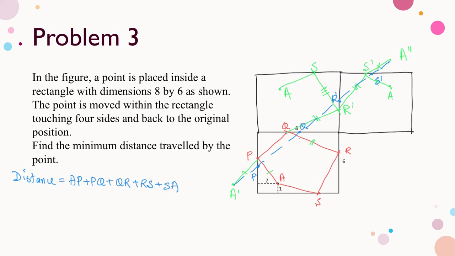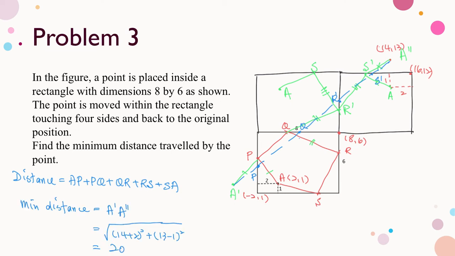To calculate the answer, give coordinates to the points. Regard A as 2, 1. So A prime is the point with coordinates -2, 1. For A double prime, this point is 8, 6, and this one is 16, 12. So the coordinates of A double prime are 14, 13. By the distance formula, we have the minimum length, 20.